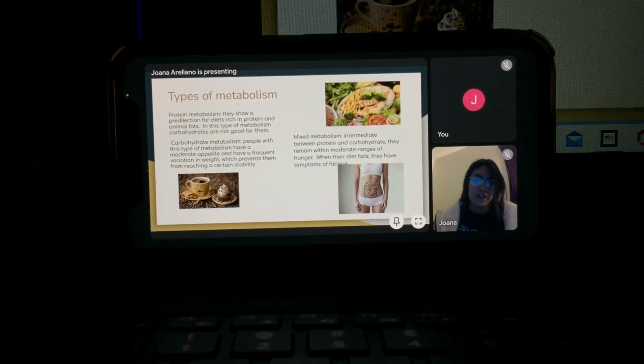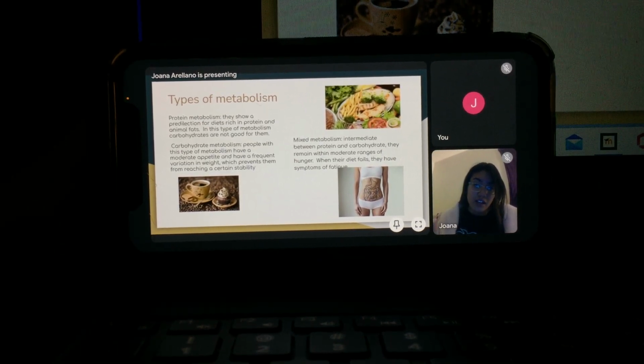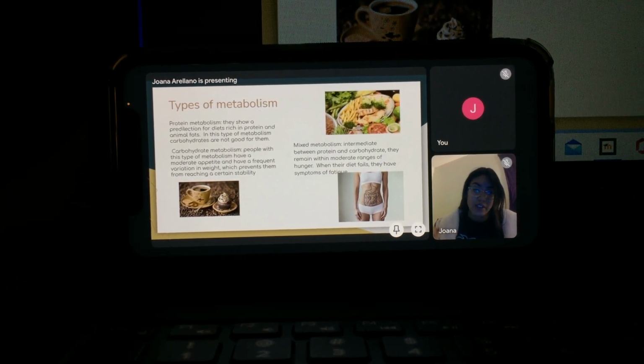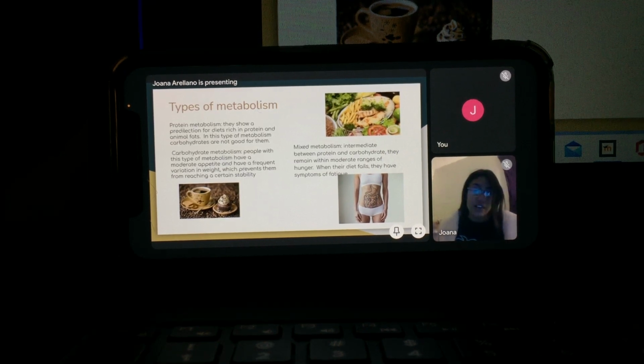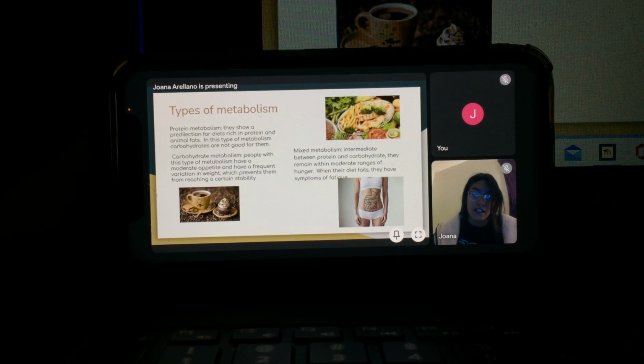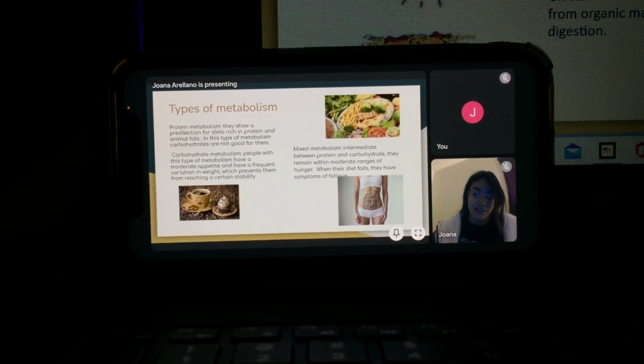And mixed metabolism is an intermediate between protein and carbohydrate. They remain with moderate ranges of hunger. When their diet fails, they have symptoms of fatigue.